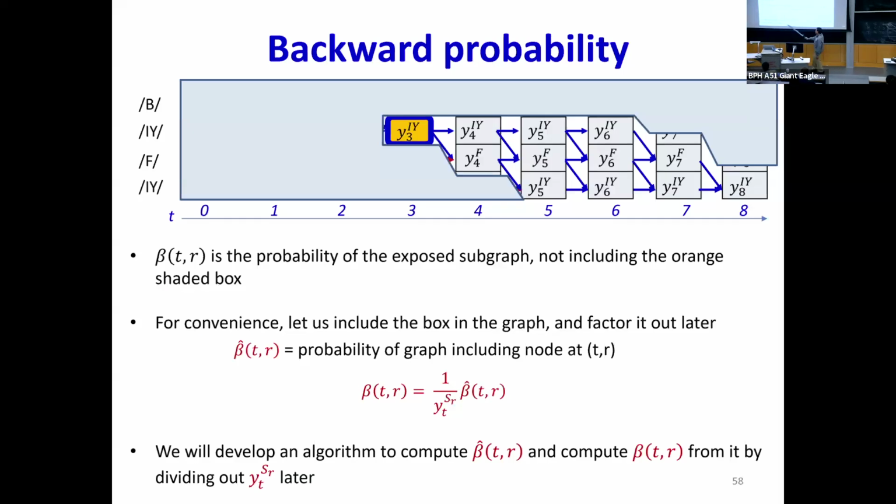So beta TR is simply beta hat TR, from which I divide out the probability of the orange node itself. So this is straightforward. Now let's see how I can compute beta hat. Does this make sense to you guys?